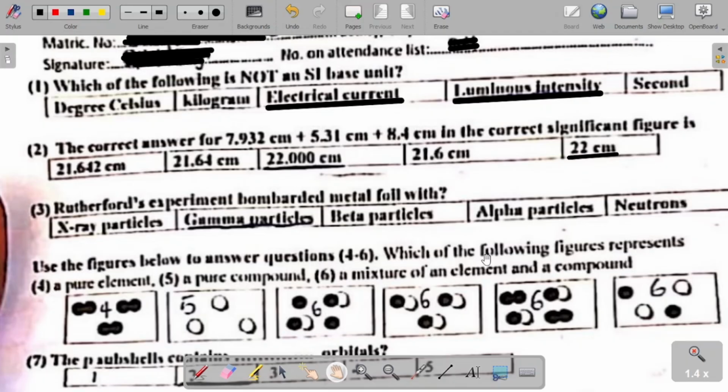Let's look at the next question. Question 3 says Rutherford's experiment bombarded metal foil with what? For this question, the answer is alpha particles. So I'm going to underline alpha particles. Take note of this. You have X-ray particles, gamma particles, beta particles, alpha particles, neutrons. The answer there is alpha particles.